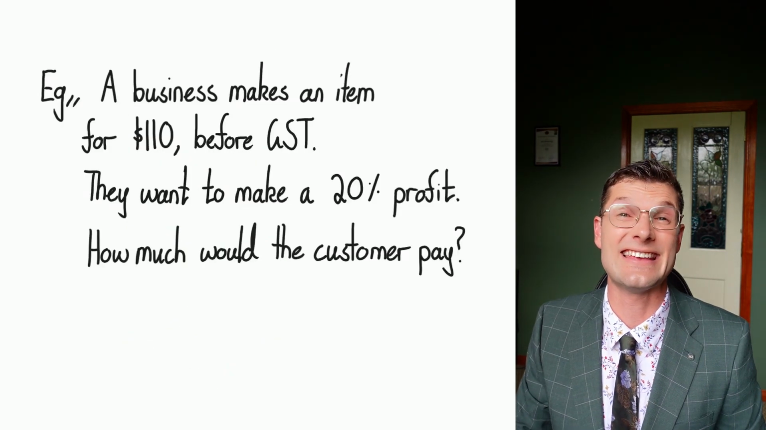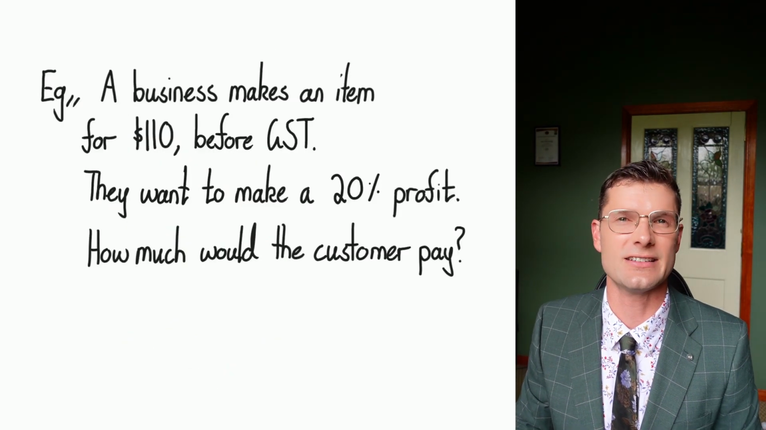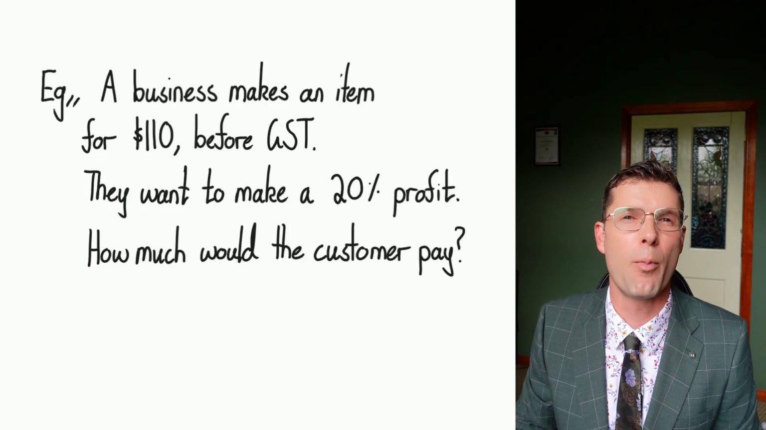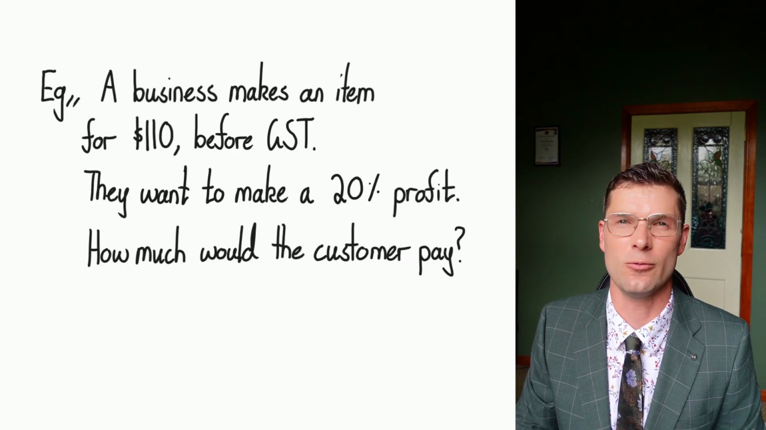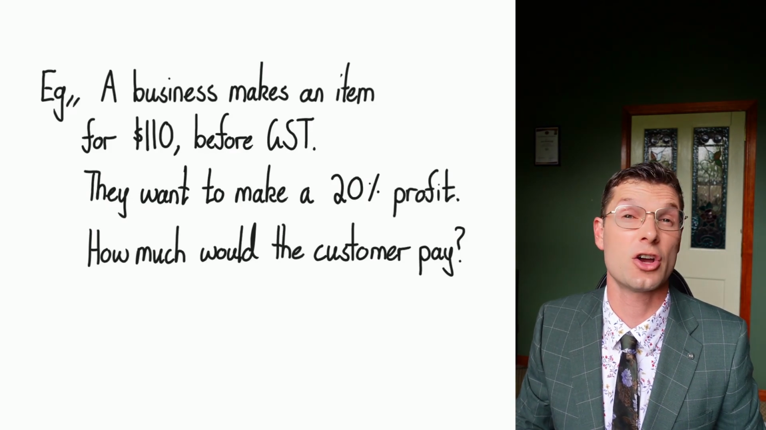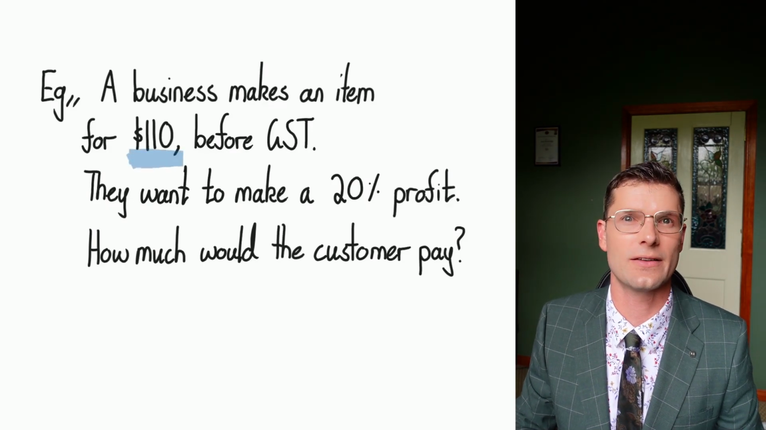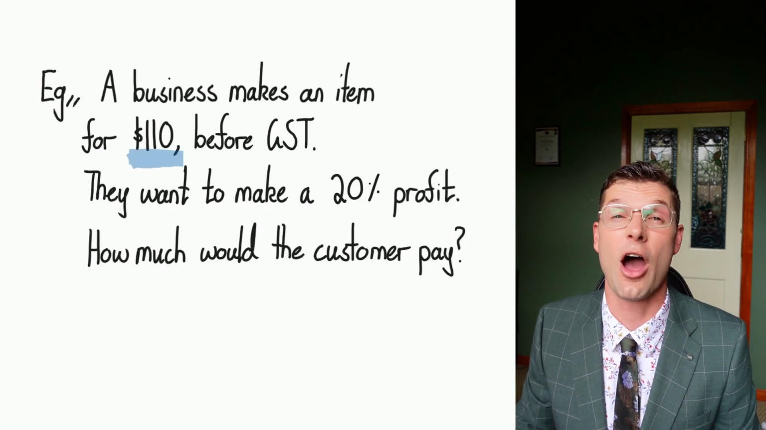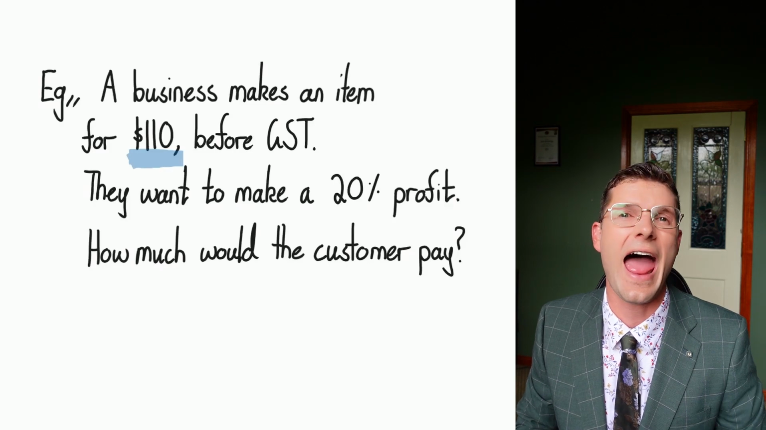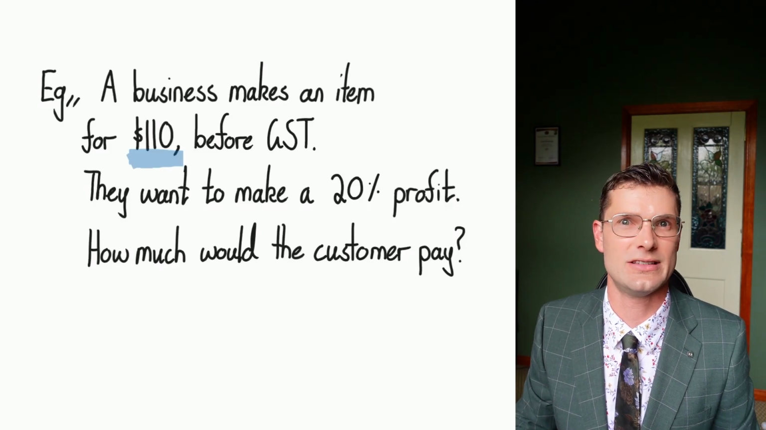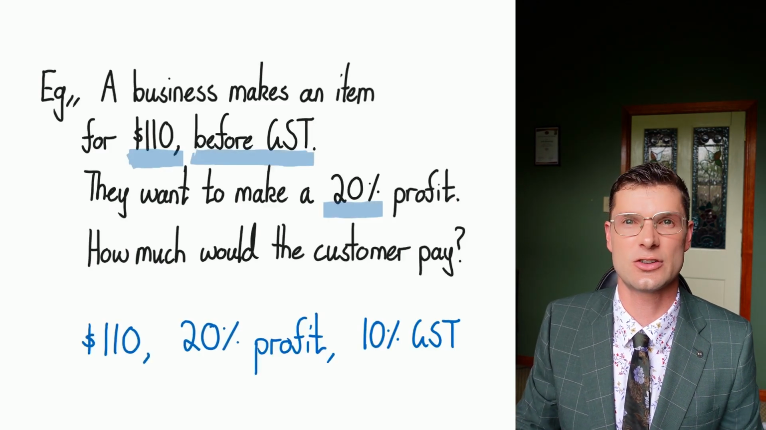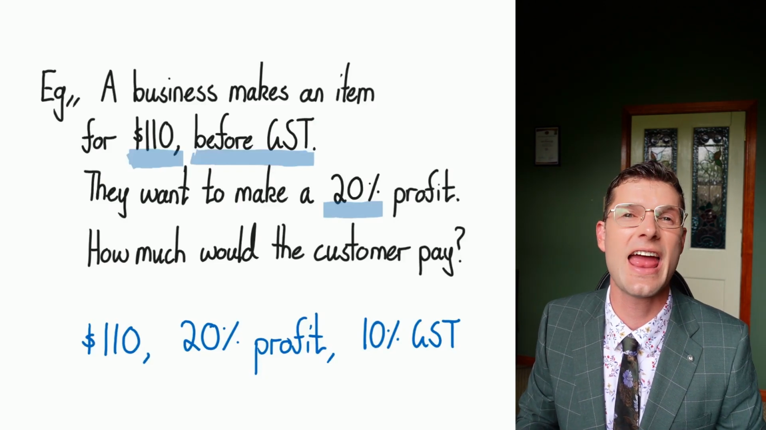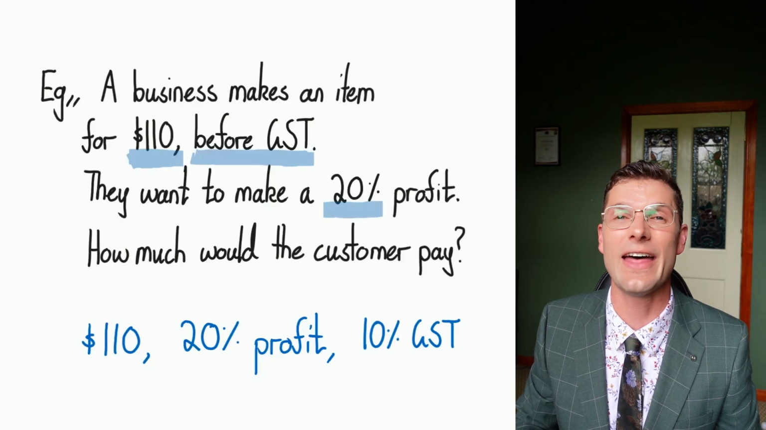So we're going to have a look at an example taking in all of these factors. This is a little bit of an extension of what we are doing in this topic, but it's more realistic to what's actually going to happen in real life. So we've got a product that costs $110 to make, right? That was the cost price of this item. The business is saying, hey, I want to make a 20% profit, and then the government's going to take their 10% tax. So the major things in this question: $110, 20% profit, and a 10% tax. How much is the customer going to spend at the very end?